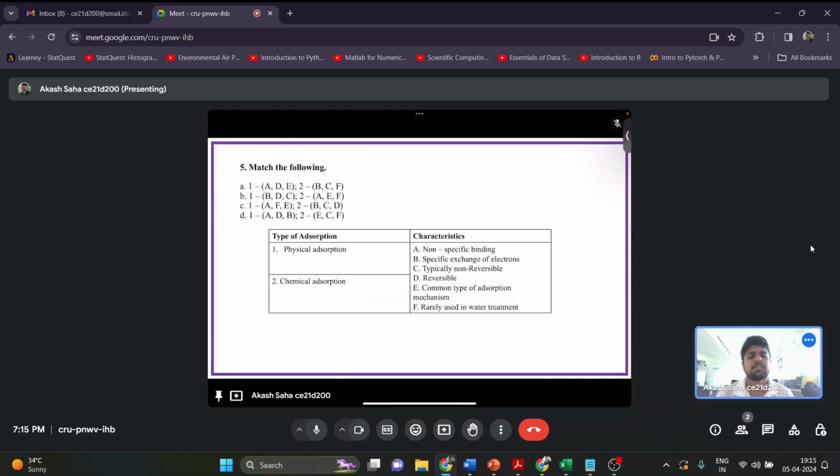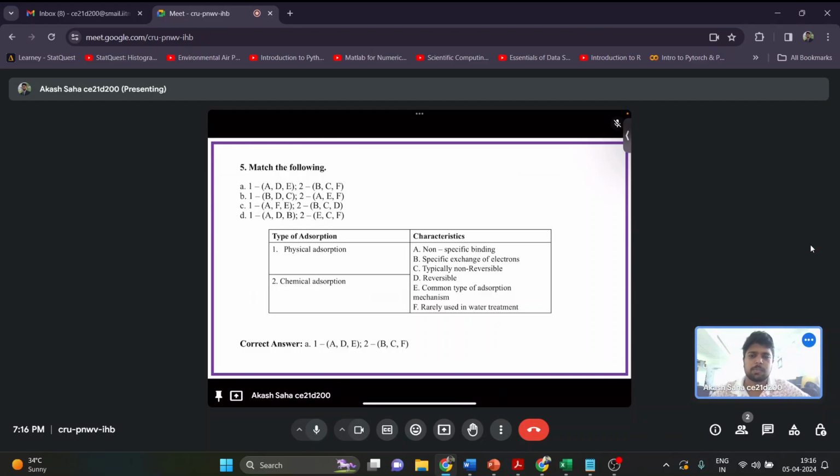And at last, these are rarely used in water treatment because most of the water treatment processes are governed by physical adsorption, which is the common type. So for type 2 chemical adsorption, the correct characteristics are B, C, and F. If you see the answer, it is option A, where 1, physical adsorption, is matched with A, D, E, and 2, chemical adsorption, is matched with B, C, and F.